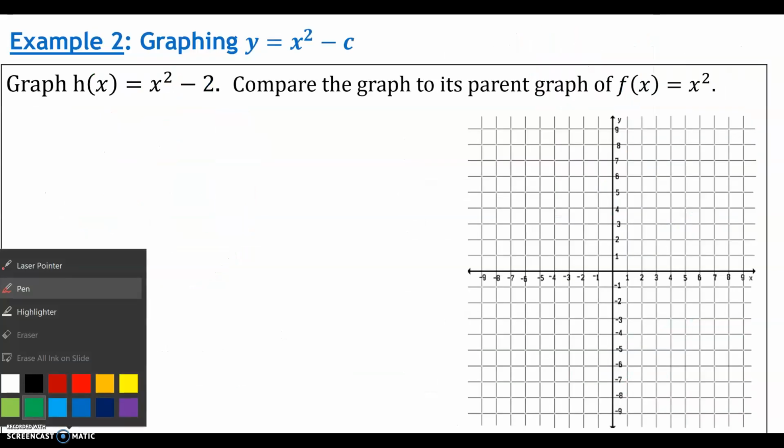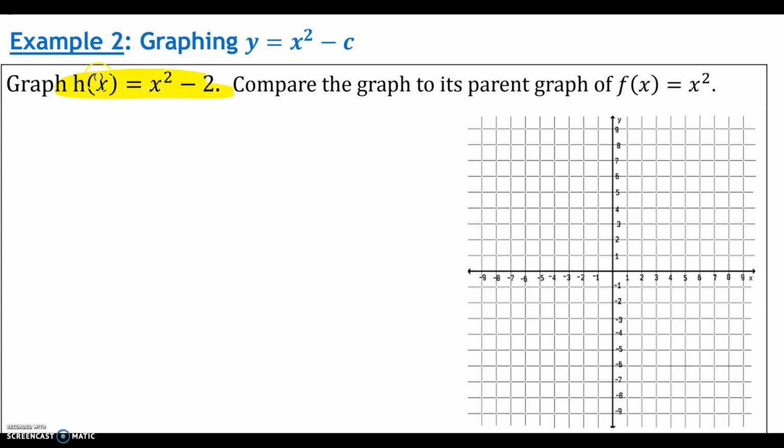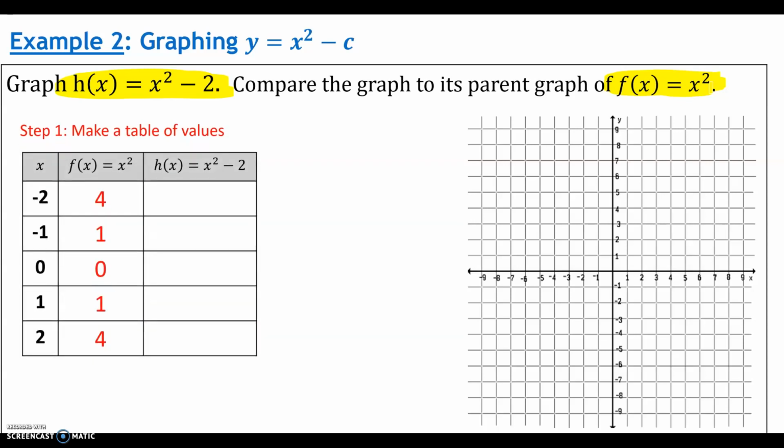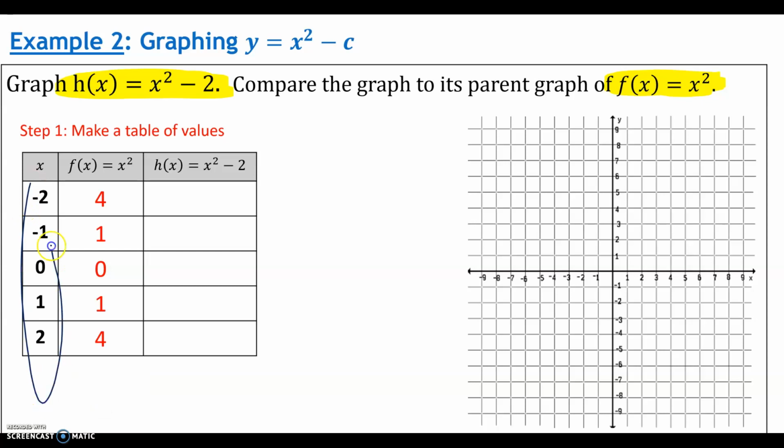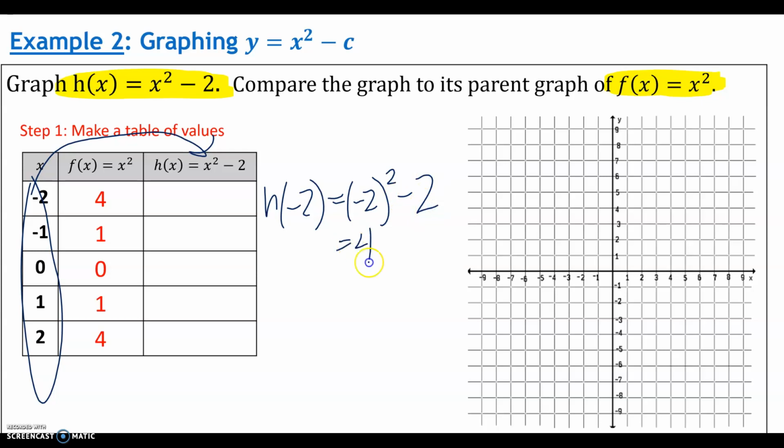So if you look at this one, it is h of x, and it's x squared minus 2, and we're still going to compare it to our parent function. So table of values, again, they're my standard red numbers, but now you're going to take your x's and you need to plug them into now your h function. So if you do -2, it'd be -2 squared minus 2. PEMDAS, you get what? 4 minus 2, you get 2.